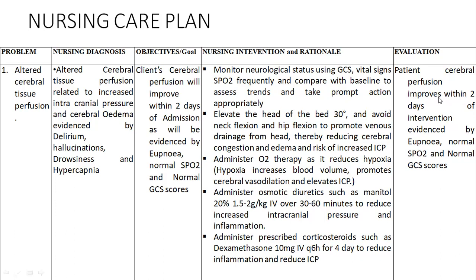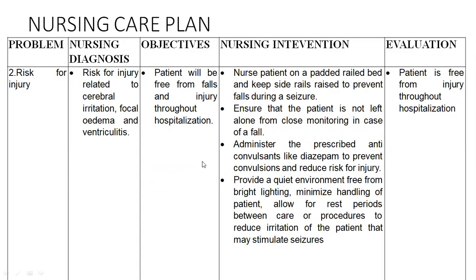What will be our evaluation? After we put in these interventions, we evaluate the patient and we may find that the patient's cerebral perfusion improves within 2 days of intervention, evidenced by normal breathing pattern, that is eupnea, normal oxygen saturation, and normal Glasgow Coma Scale scores. Another problem that we've tackled in this particular plan is risk for injury.